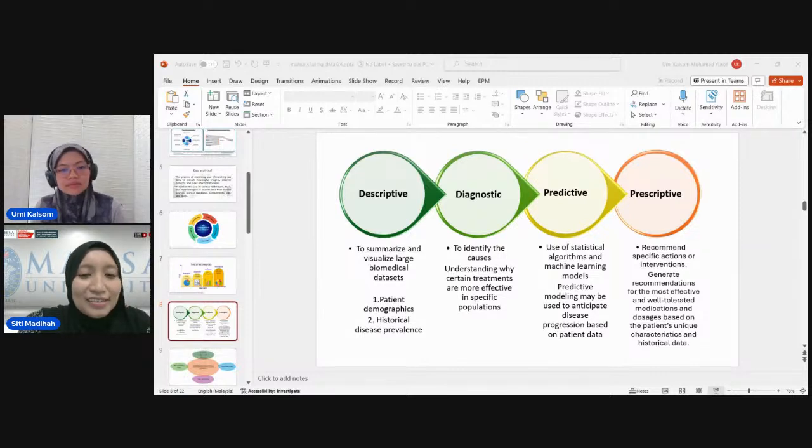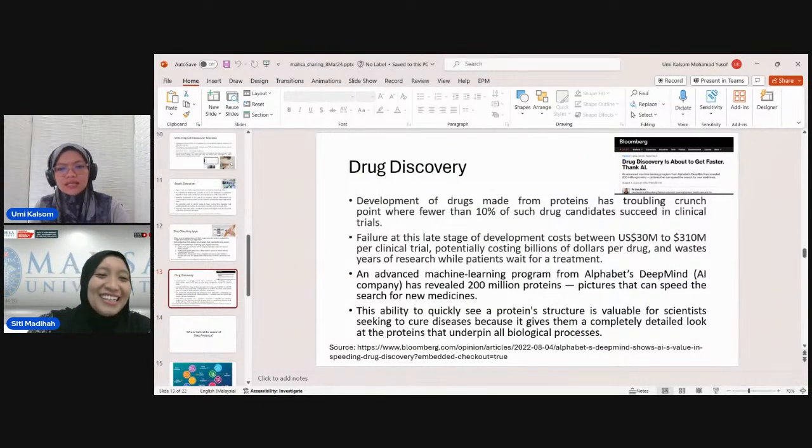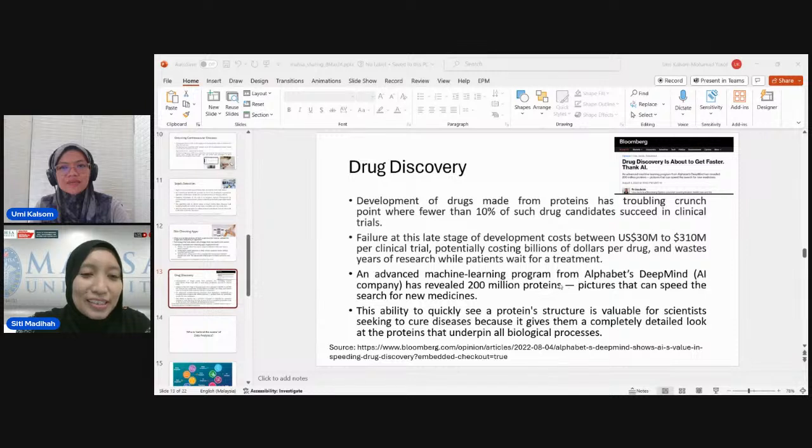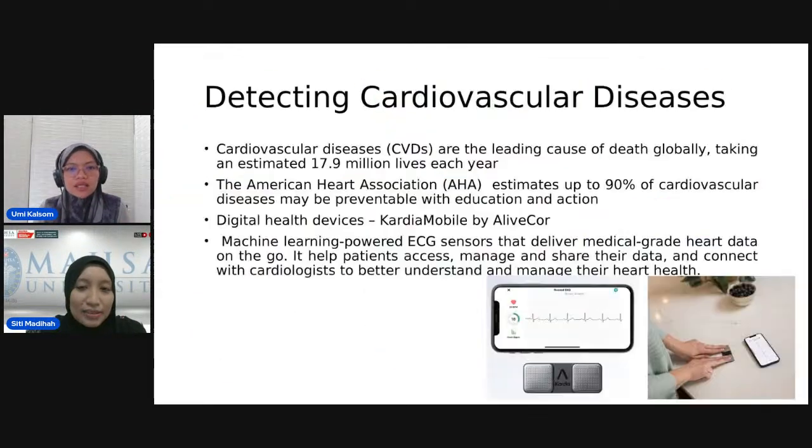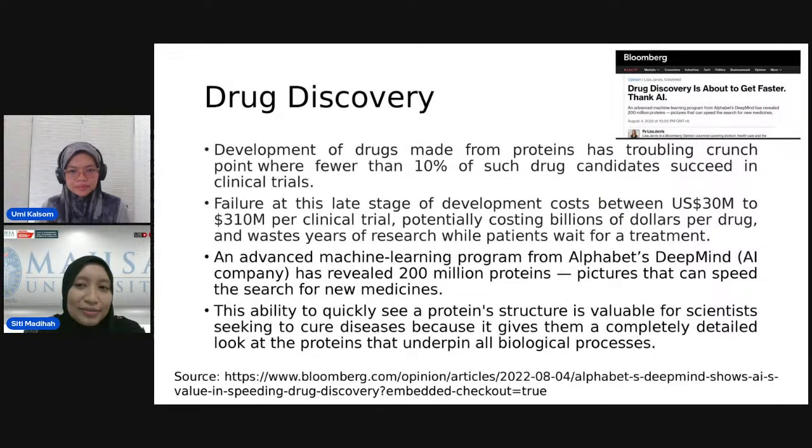Is it you move the slide? Yes, the slide is not moving. Okay, let me try. Let me stop sharing here. Can you help me to share the slide? Okay, this one moves. Okay, for drug discovery, is it okay? Yes.